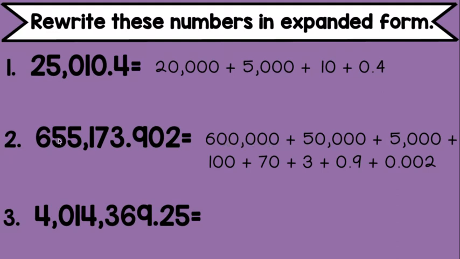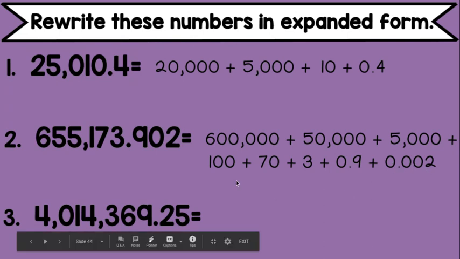Then you're going to take the next number of 5, write that down with the 1, 2, 3, 4 digits of 0 behind it. So we should have 50,000. Our next number is going to be 5,000. So we write plus 5,000 plus 100 plus 70 plus 3 plus the 0 and 9 tenths. And we don't have to worry about the hundredths. If you felt adventurous and you wanted to write the thousandths, it would be plus 0.002. All right, let's go on to number 3.